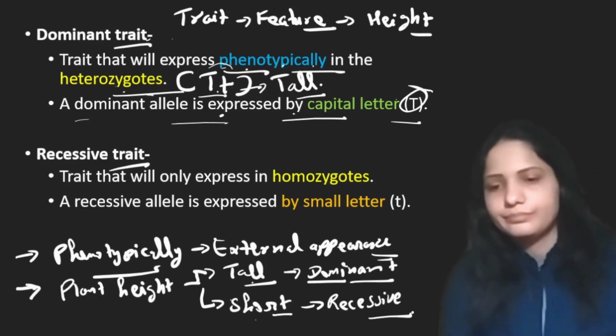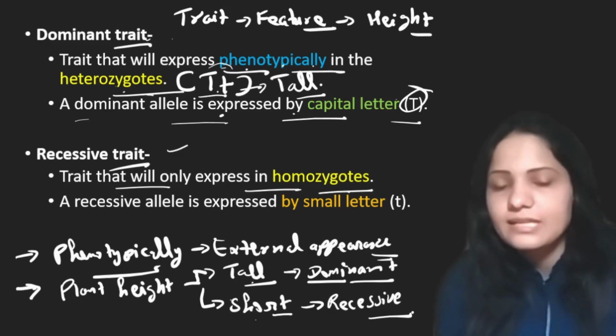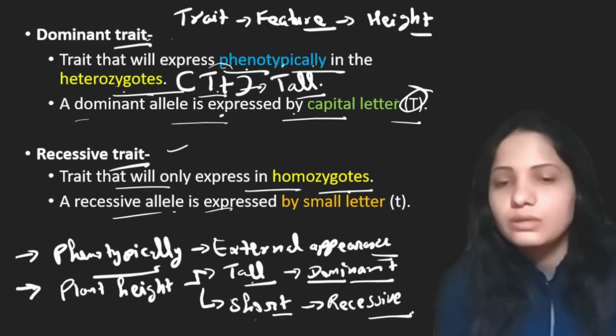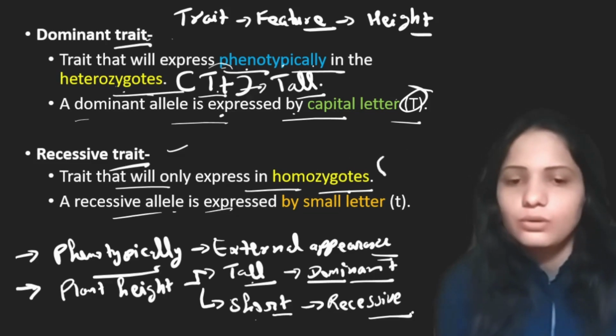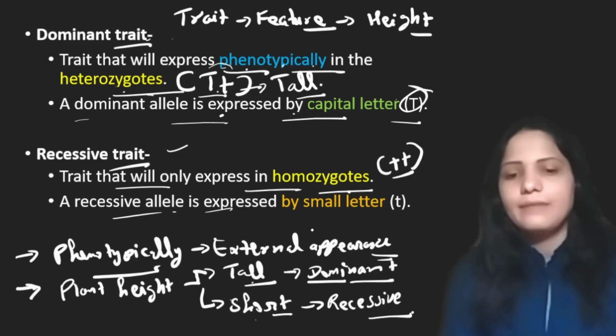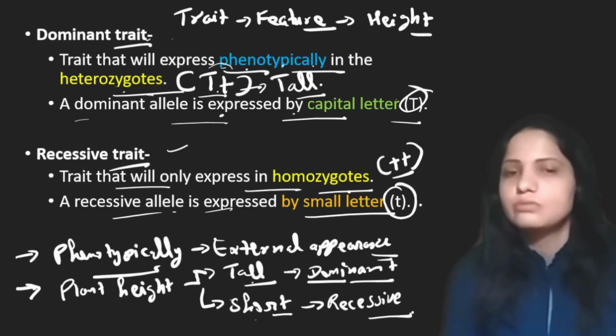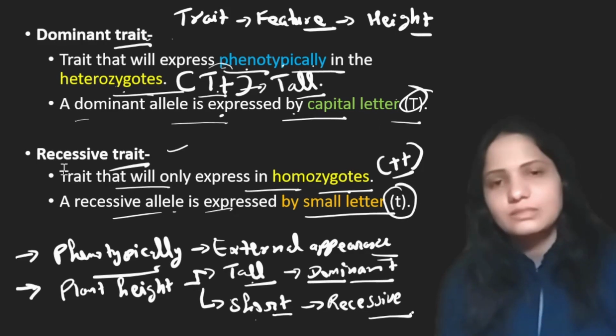Understood? Okay. So now recessive trait. A recessive trait is a trait that will only express in homozygote. This trait will express in the homozygote condition, and in which homozygote condition? In the condition where only the recessive allele is present. In this condition only: small t. And we represent a recessive trait by a small letter, as in case of plant height, we use this small t. What is dominant? What is recessive trait?